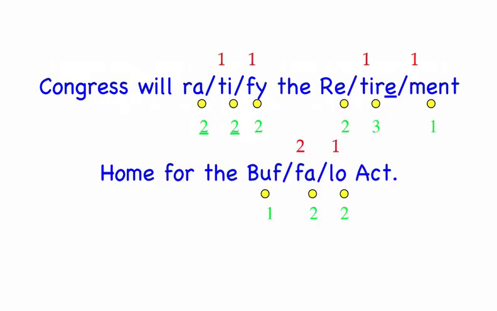Buff has three sounds, B, U, F. Fa, two sounds, F, A. Lo, two sounds, L, O. Buffalo Act. Congress will ratify the Retirement Home for the Buffalo Act. Mark the words in this sentence. Congress will ratify the Retirement Home for the Buffalo Act. And this completes the dictation of sentences from Lesson 493.